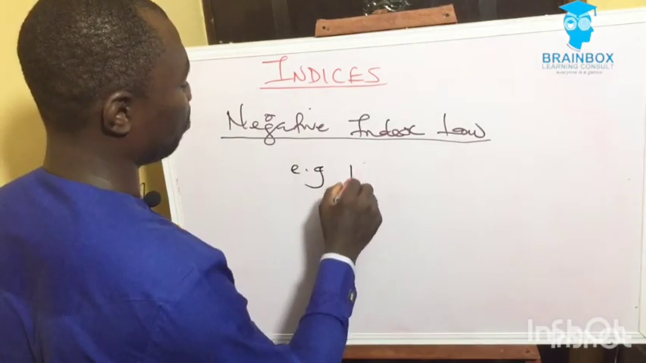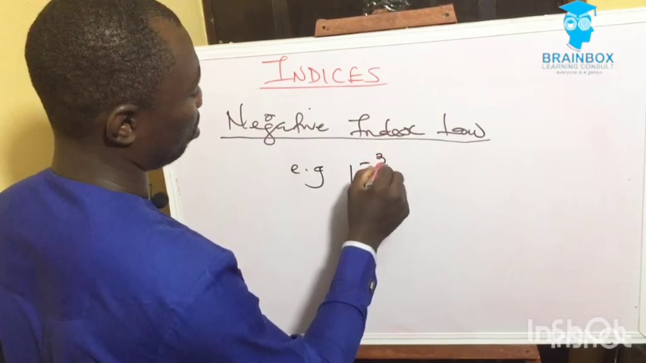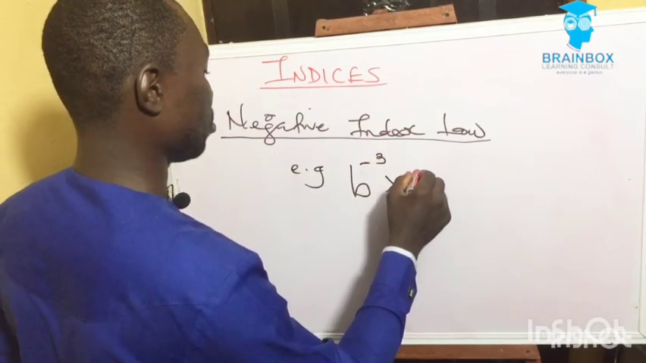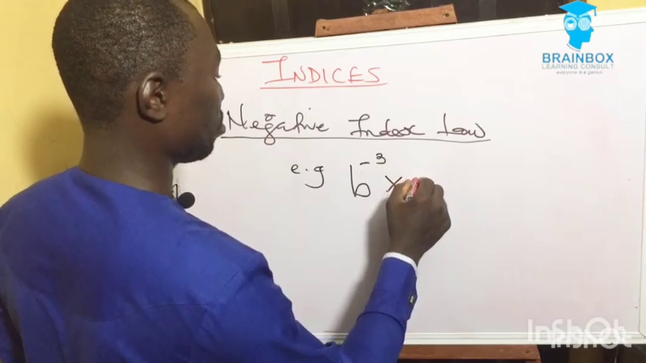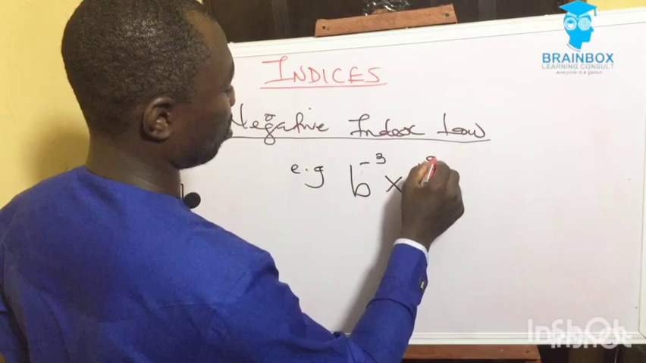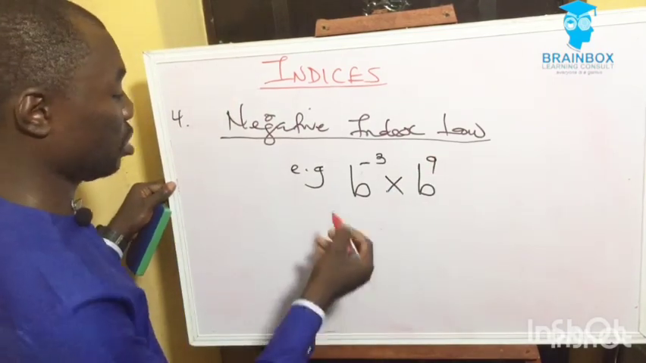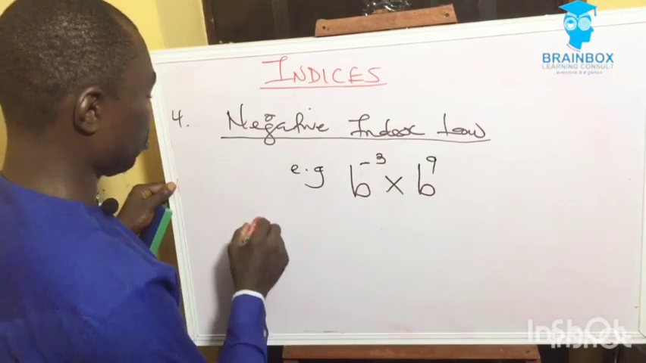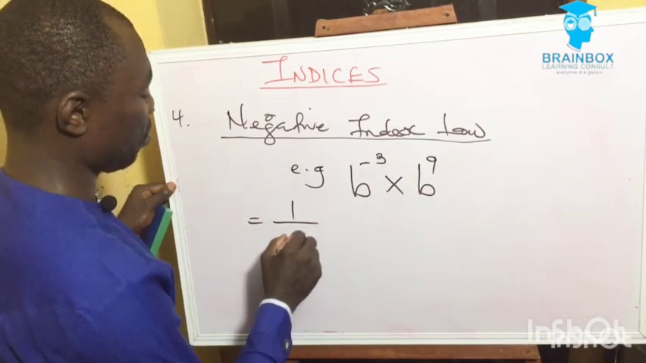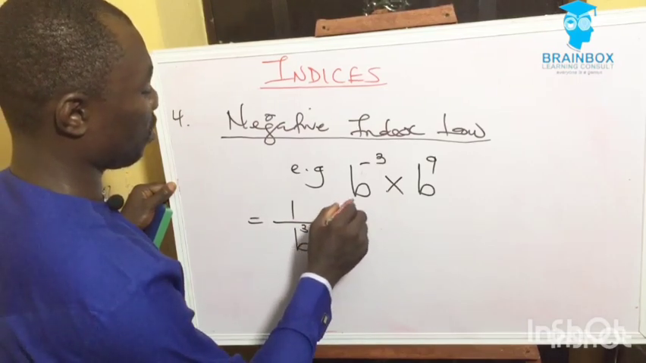We have b raised to the power of minus 3 times b raised to the power of 9. So let's apply the rules to this. b raised to the power minus 3, of course, will be 1 over b raised to the power of 3, times b raised to the power of 9.